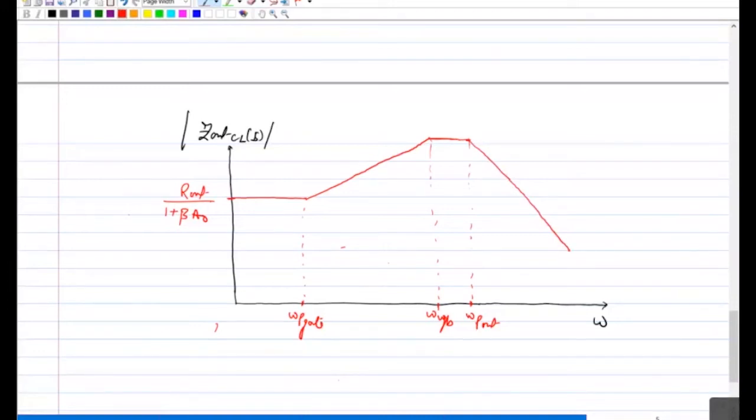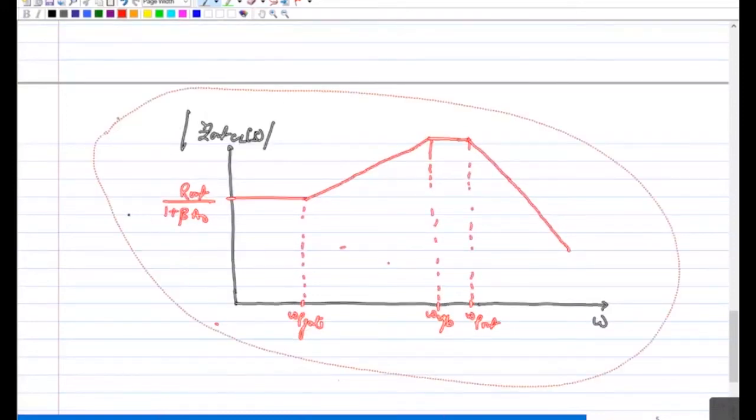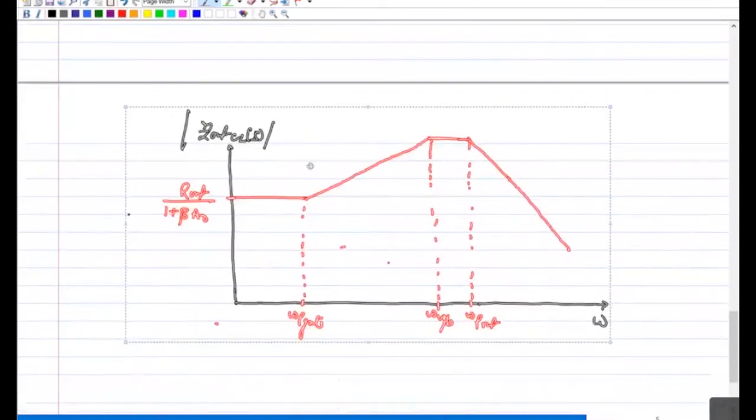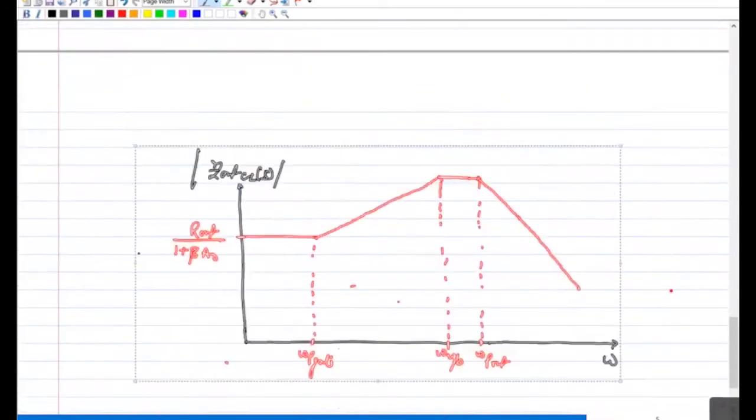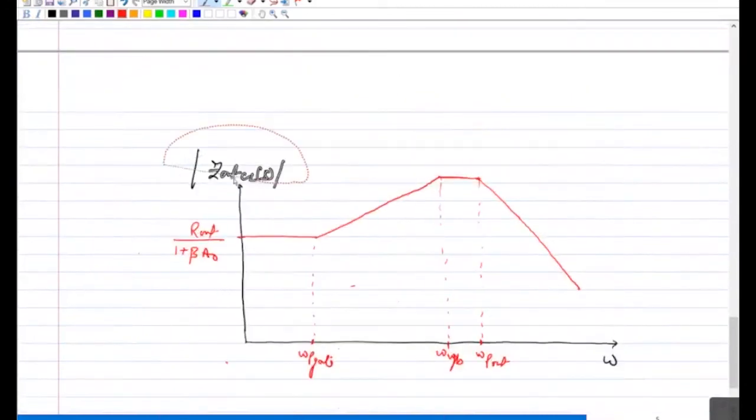Okay. So what does it mean? What is happening here? And what will be the maximum value of this? Can somebody tell the maximum value of this? The peak. Let me just move this guy slightly up. I will call it closed loop.